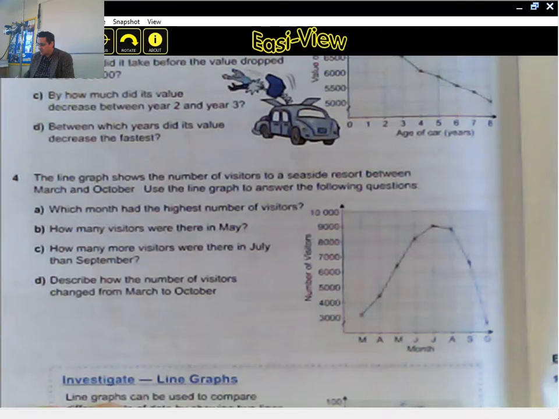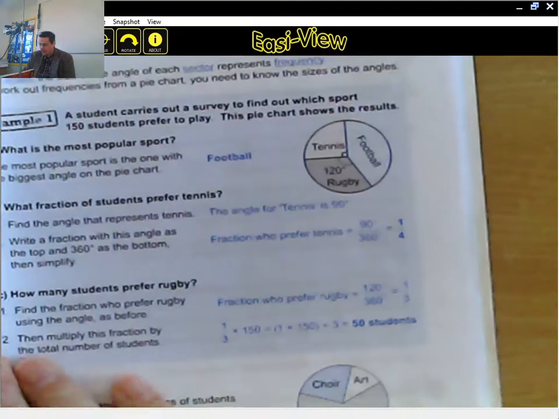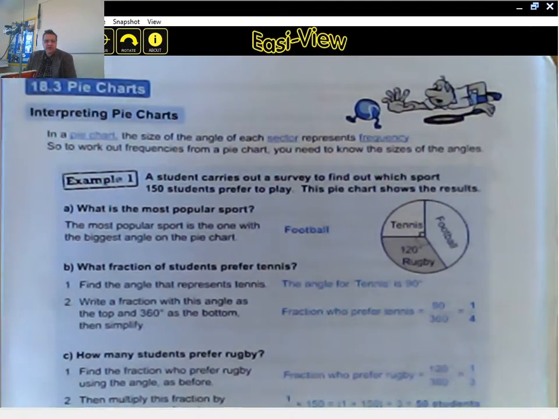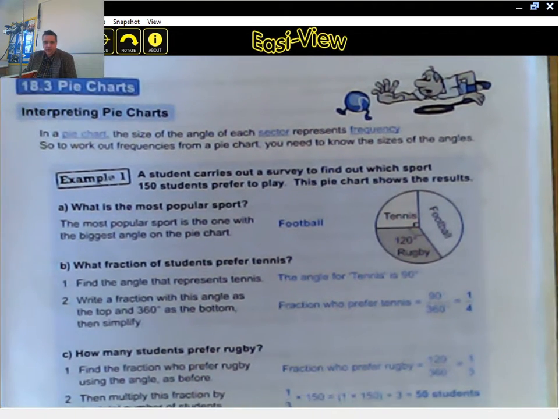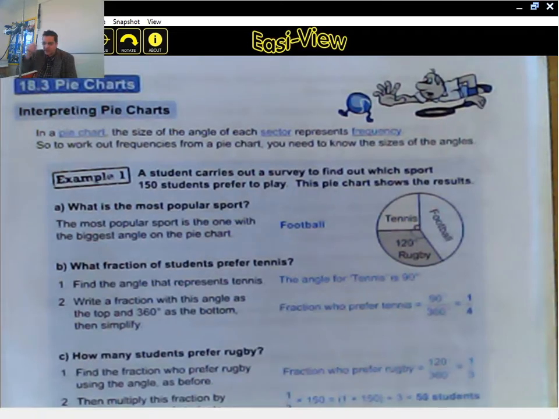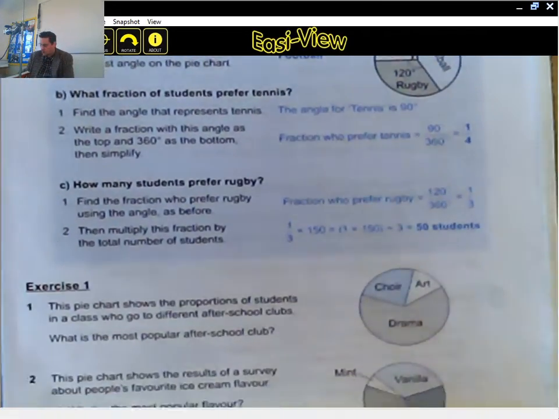Okay, so let's move on to pie charts as well, so I can combine more than one thing in a lesson, because you'd normally do more than one thing in a lesson. Pie charts, we won't be drawing any pie charts just yet. We're just going to analyse pie charts. I'm quite sure you know how to construct them based on 360 degrees. So let's just look at question 1 of exercise 1.